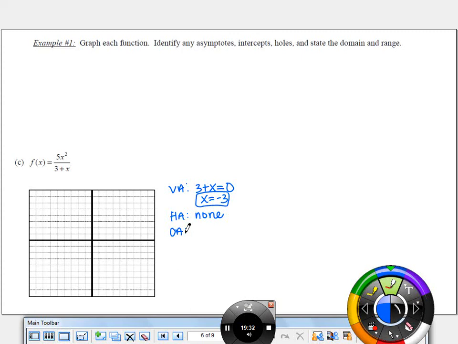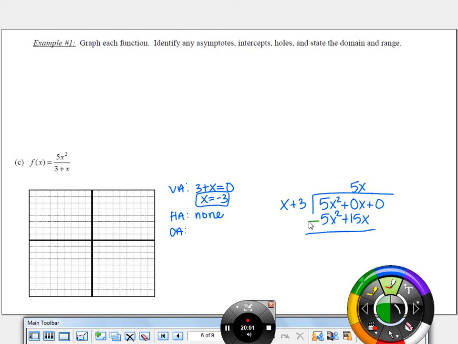To find oblique asymptotes, we actually do division on the problem. So we have 5x squared being divided by 3 plus x. Now, I'm going to write everything in order, and I'm going to make sure everything has a power of x from the highest power it has down to a constant. So I'm going to fill zeros in there and do division. So I'm going to ask myself, what times x equals 5x squared? So that would be 5x, which would give me 5x squared plus 15x.